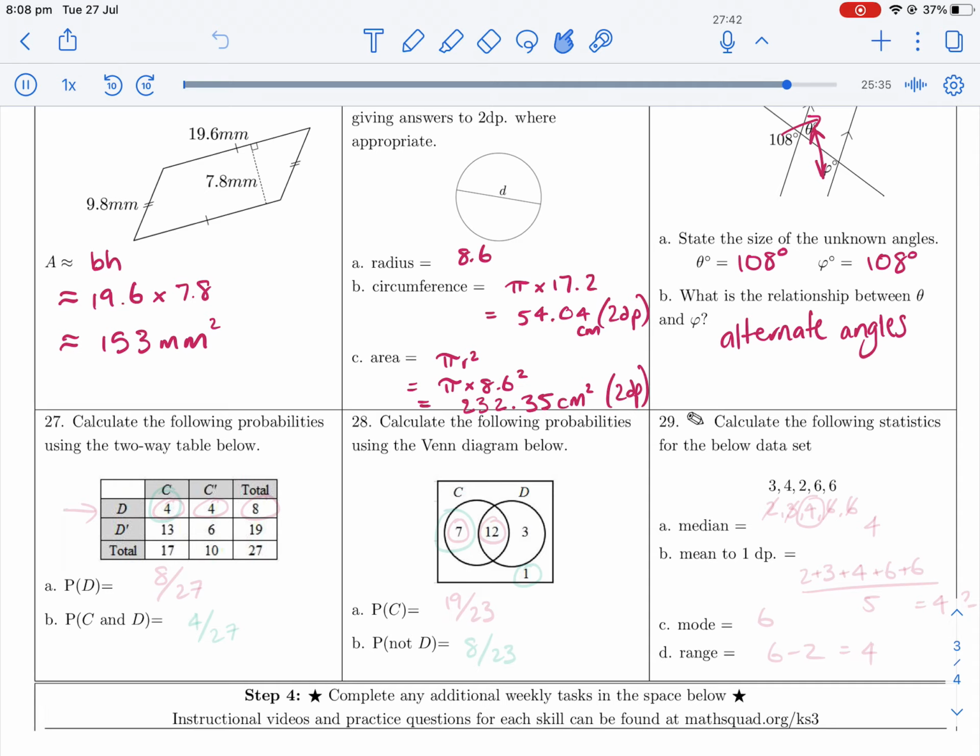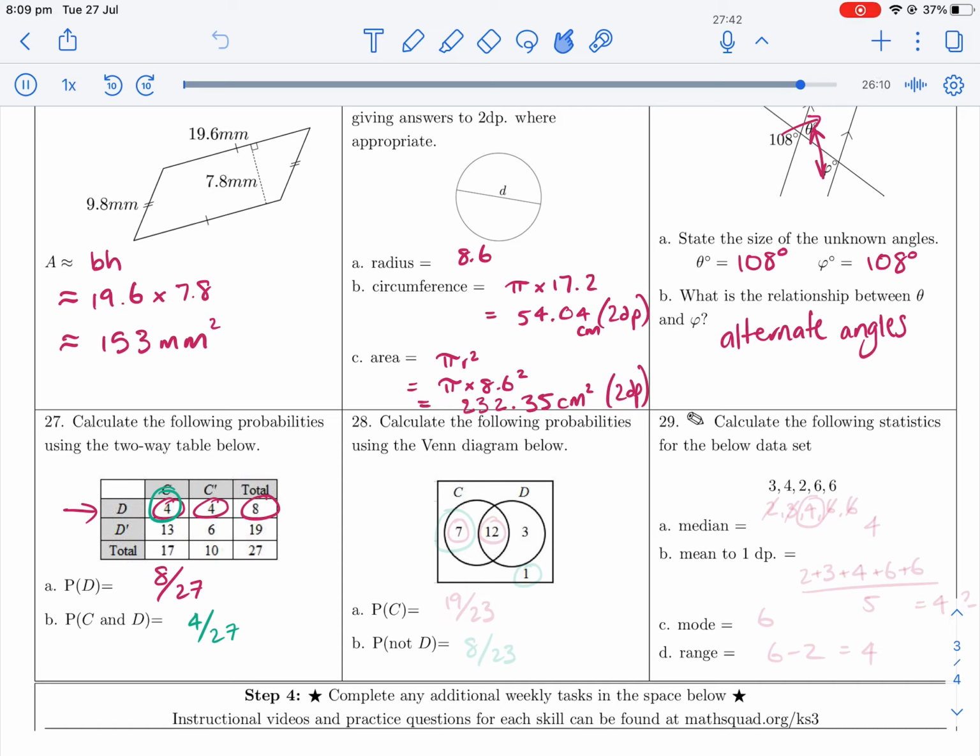All right, the probability of D. Well, D happens in this row here. So in total, we have 8 on 27. Now the probability of C and D, let's use a different colour, would just be 4 on 27 when C and D happen at the same time.